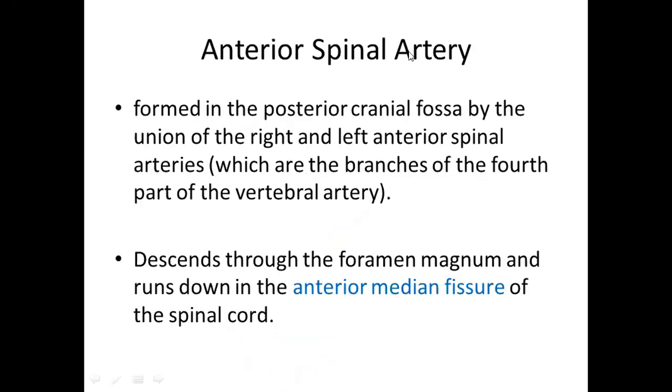Again, the anterior spinal artery is formed in the posterior cranial fossa by the union of the right and left anterior spinal arteries, which are branches from the vertebral artery. It descends through the foramen magnum and runs downward in the anterior median fissure of the spinal cord.